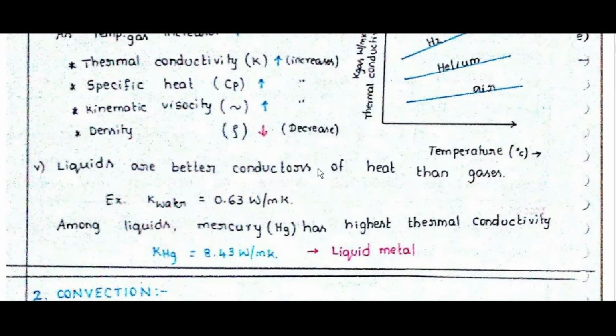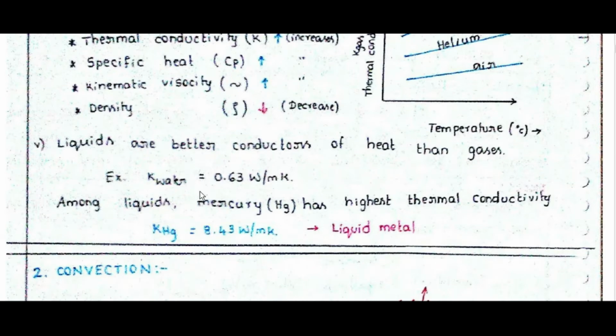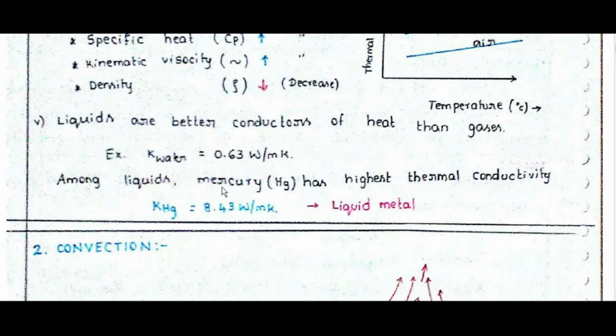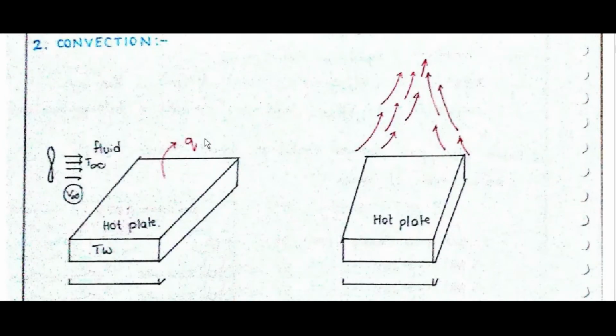Liquids are better conductors of heat than gases. K of water is equal to 0.63 watt per meter Kelvin. Among liquids, mercury has the highest thermal conductivity. K of mercury is equal to 8.43 watt per meter Kelvin, a liquid metal.